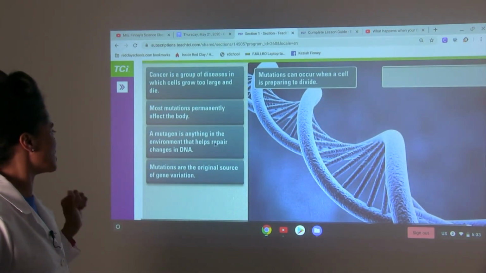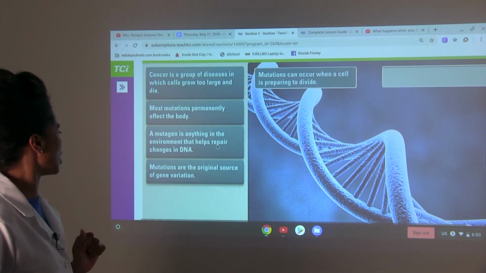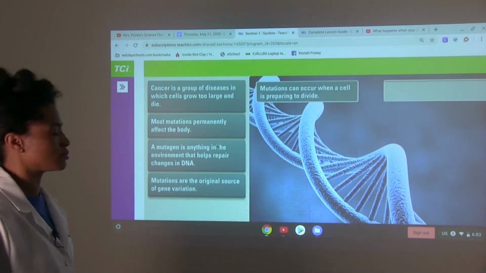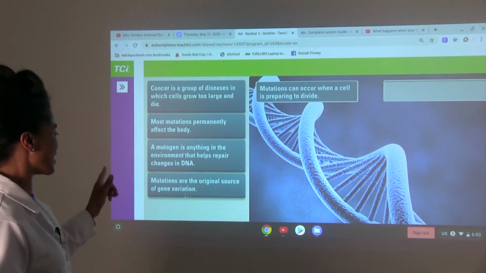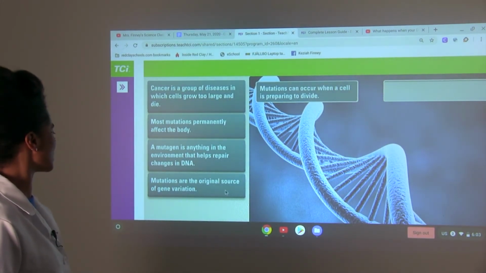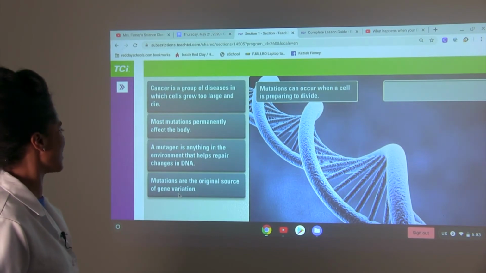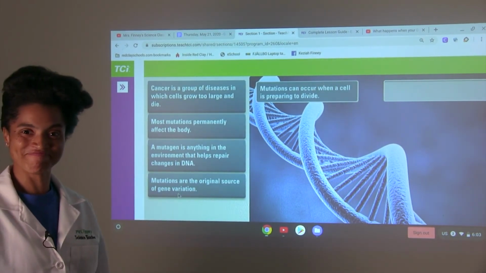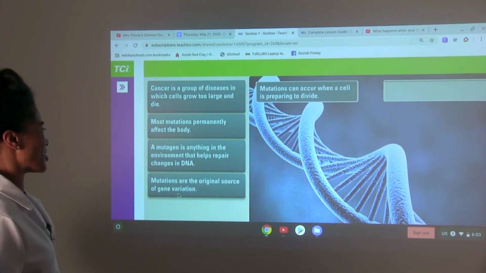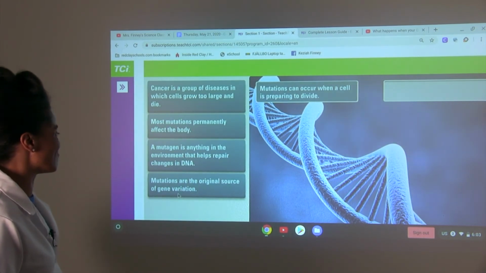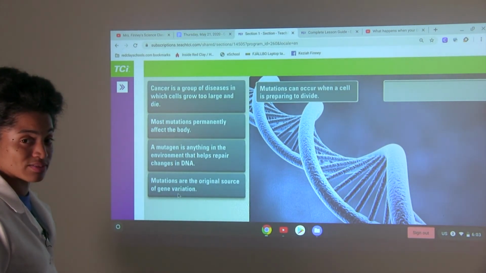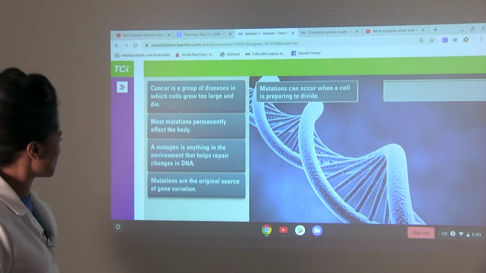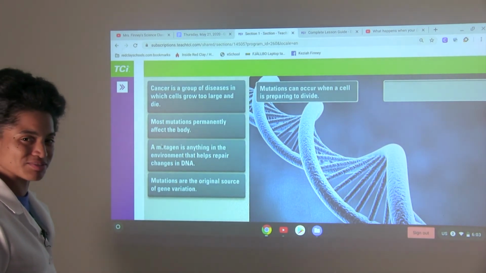A mutagen is anything in the environment that helps repair changes in DNA. Mutations are the original source of gene variation. You have to pick something here. What do you think? You want to go with the last one? Are you sure? What about the third one?